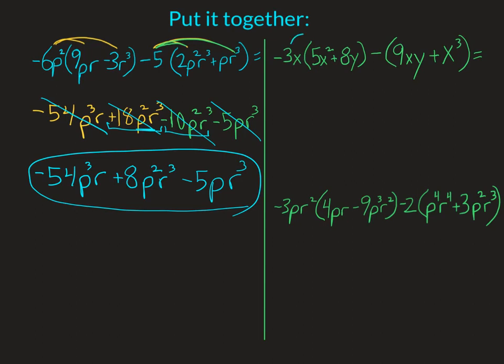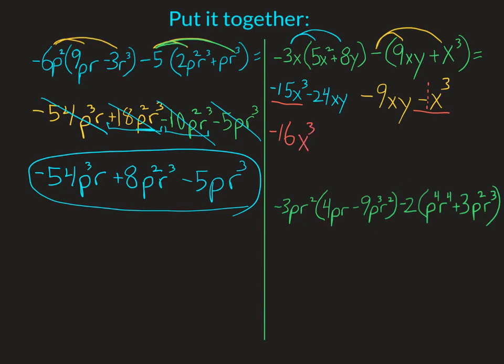Okay, on yours, we've got some distributing up front here. It's going to be a negative 15x^3 minus 24xy. And now you've just got a negative to distribute here, so it's just a minus 9xy minus x cubed, and look for any like terms. There's an x cubed, there's an x cubed, so negative 15 and negative x is negative 16. Don't forget, negative 1 right there. X cubed, those guys are gone.